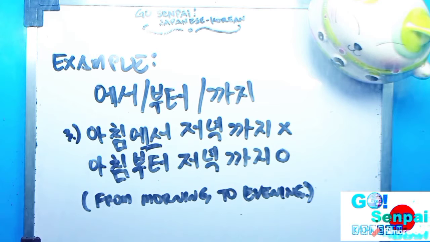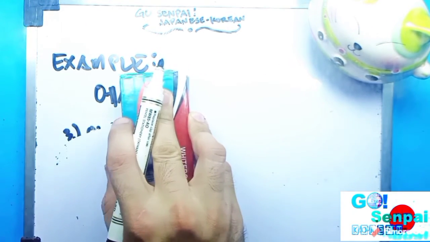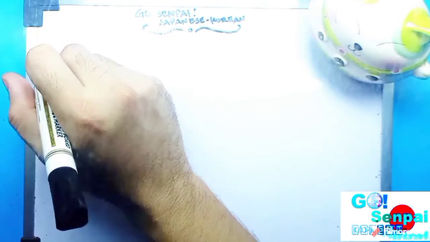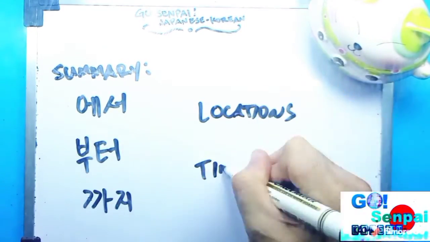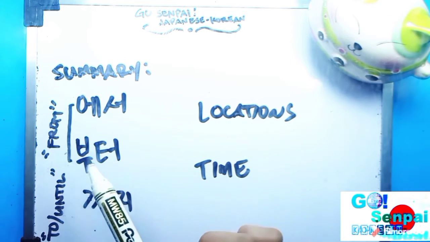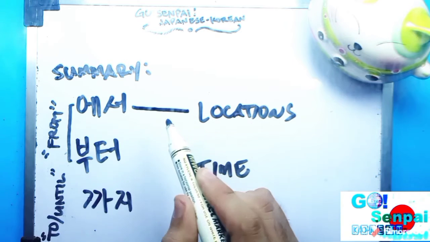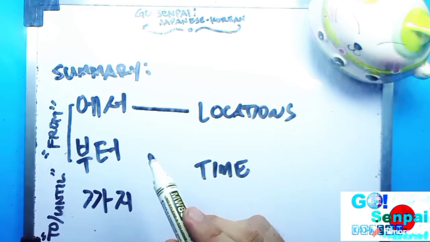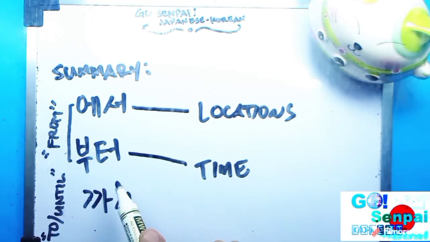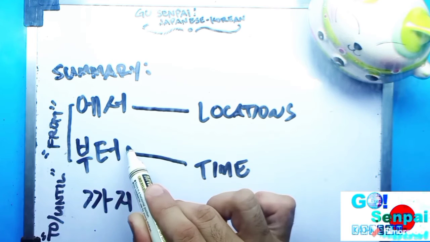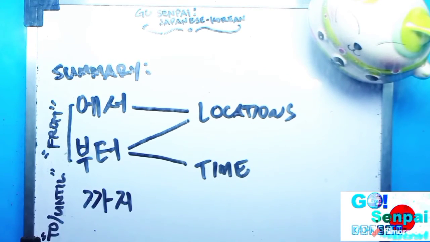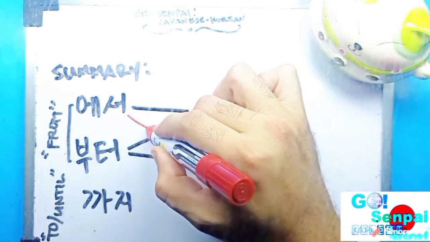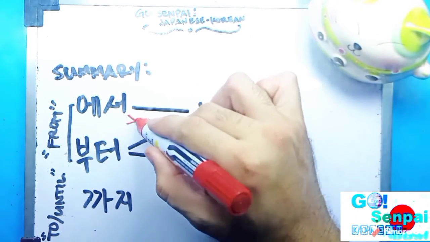Okay, so before we proceed to another lesson, let's have a quick recap. Eso and buto in English mean from. Eso is more associated with locations, while buto is more associated with time. But we can also use buto in locations. We cannot use eso to mean from when referring to time. So this is not possible.